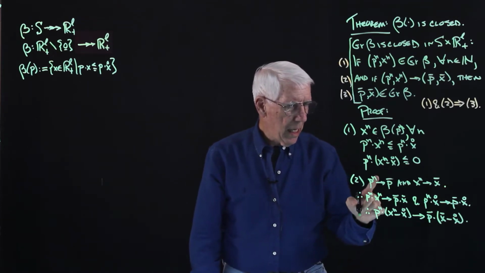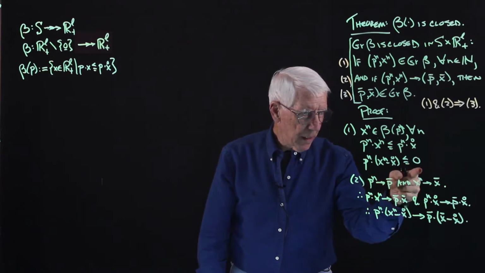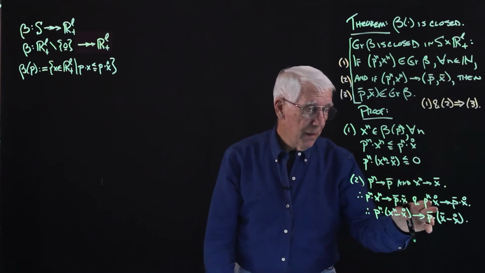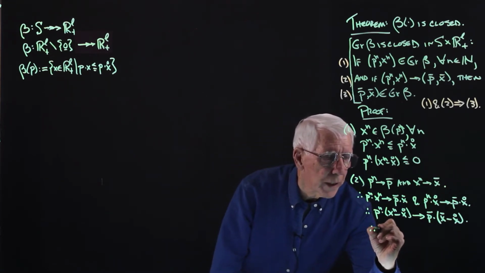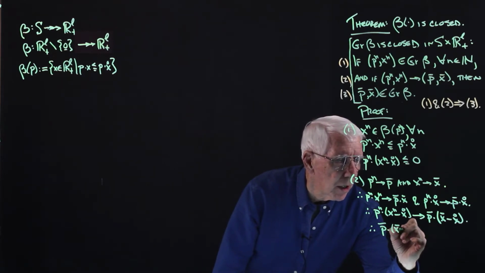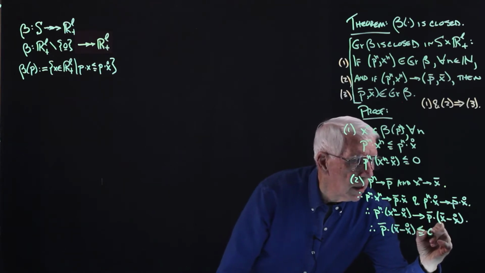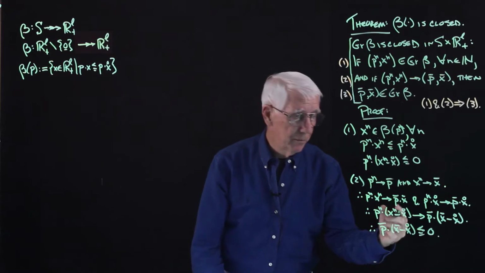And so, since every term of this sequence is less than or equal to 0, it has to be the case that the limit is less than or equal to 0. So therefore we have P bar dot (X bar minus X circle) less than or equal to 0. And that completes the proof.